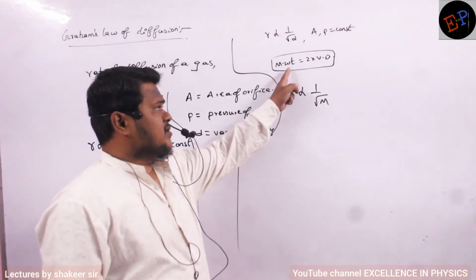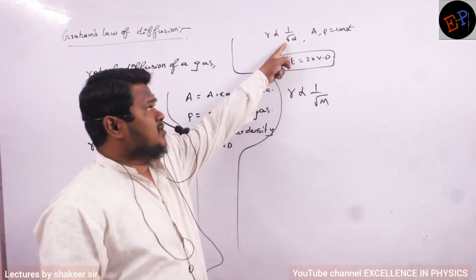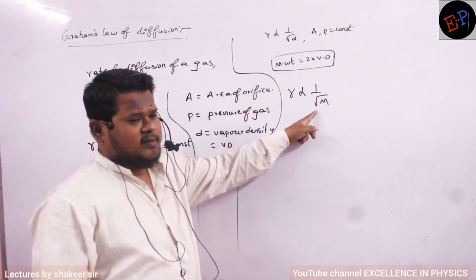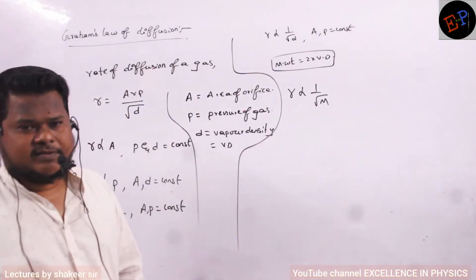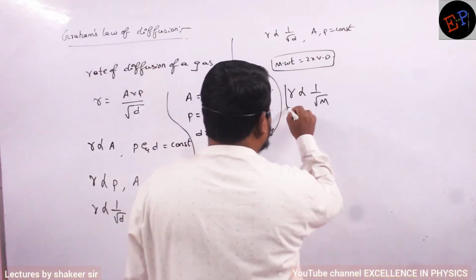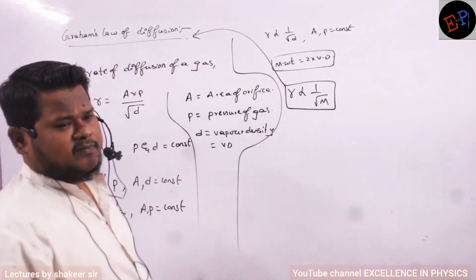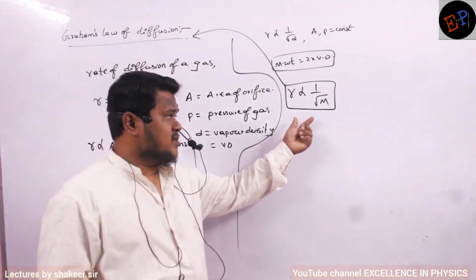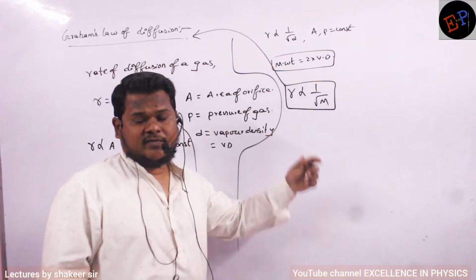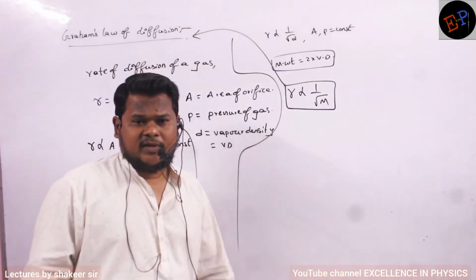Because molecular weight and vapor density are directly proportional. So here instead of vapor density, I can write capital M also. What is meant by capital M? Molecular weight of a gas. So this is a very important relation, and this relation itself is called Graham's law of diffusion. Are you able to understand? So Graham's law of diffusion says that the rate of diffusion of a gas is inversely proportional to root of molecular weight of the gas.